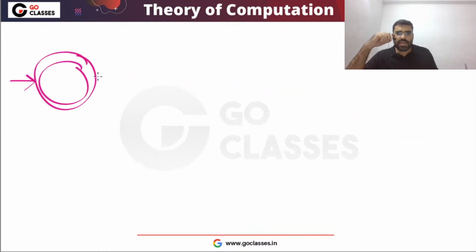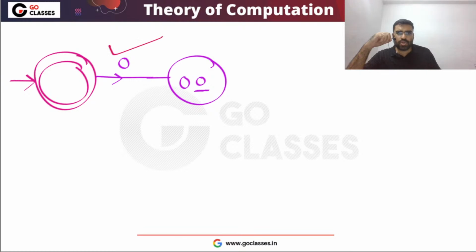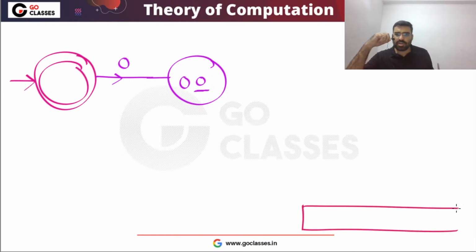Now, if 0 comes, then what will I do? I will wait for another 0. Yes or no? If the symbol 0 comes, I will wait for another 0, because the next symbol must be 0.